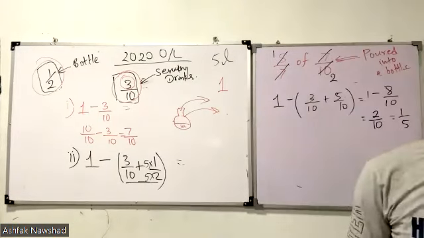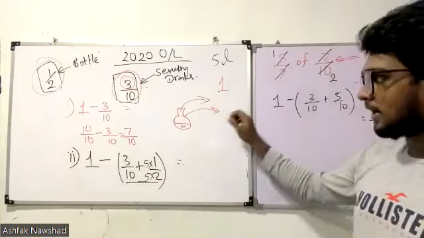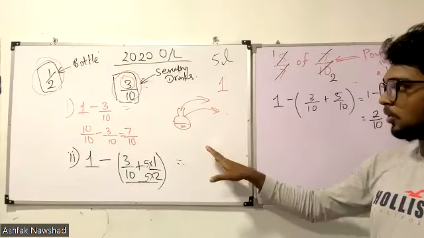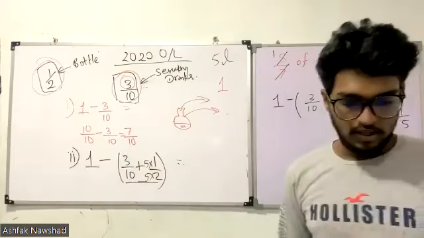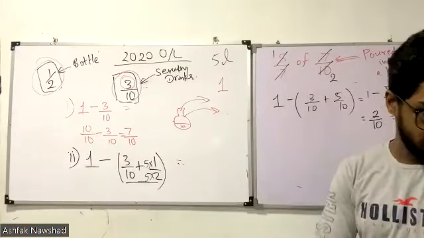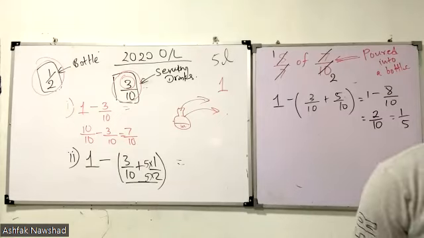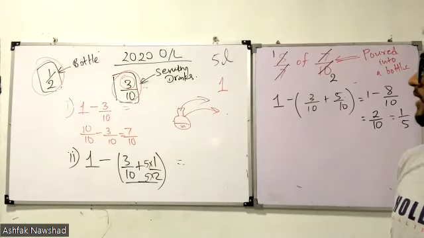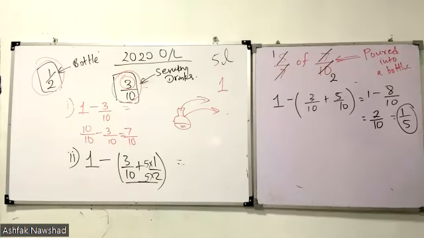So this is purely a matter of English and understanding. You will just have to understand. Don't go to answer the question at once. Read the scenario and try to understand what's happening. It is important. The last question. So this is remaining. Now what's remaining? 1/5 of the whole bottle is remaining.